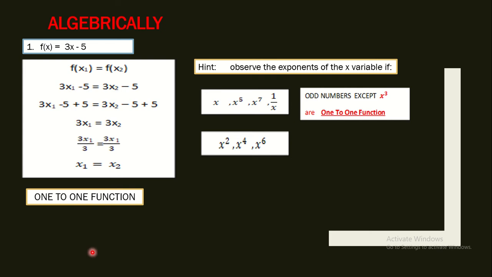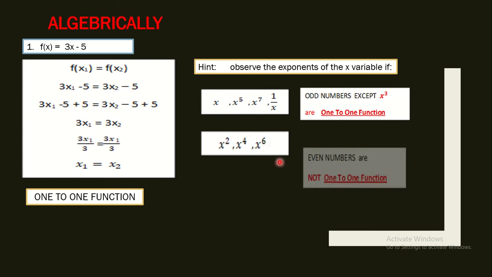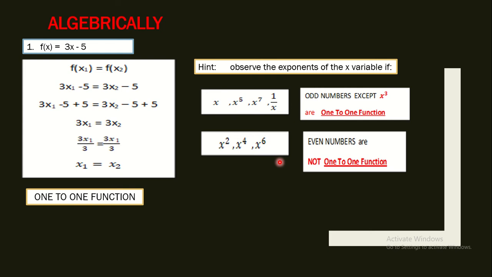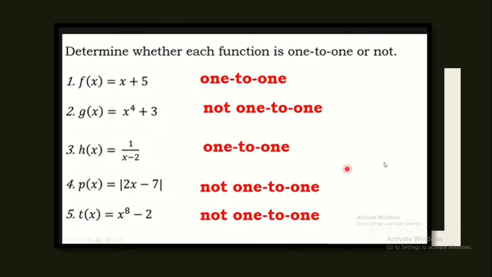Ito naman, observe, they are all even numbers, 2, 4, 6, 8, and so on. So, kapag po ganyan, these are not one-to-one functions. So, odd numbers sa one-to-one function except x cubed. Okay? Sa even numbers naman, they are not one-to-one function. Okay? So, ito yung example natin.